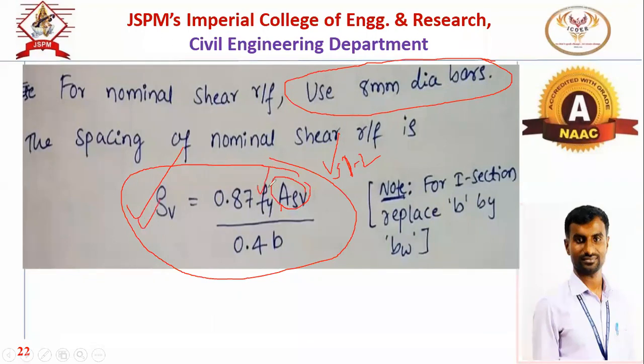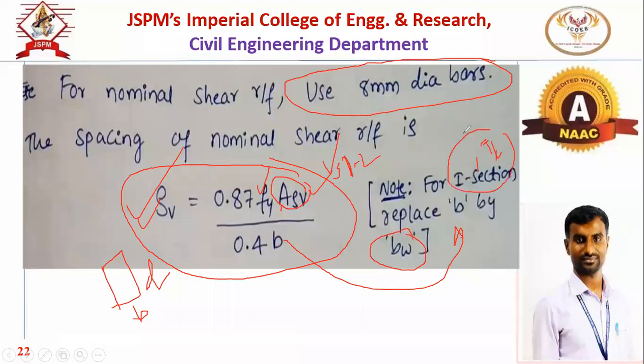Fy is the yield stress of that particular steel. Asv is the total area of that shear reinforcement. In case of a rectangular section, you know what B and D are. In case of a flanged section, B will be replaced by the width of the web. It may be an I section, a T section, or an L section, so for a flanged section, B will be Bw, the width of the web.